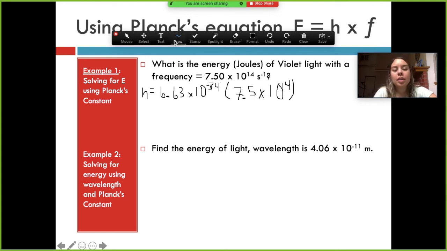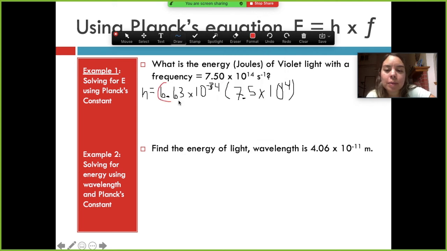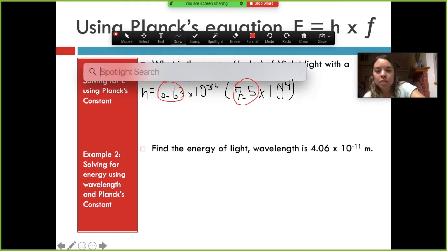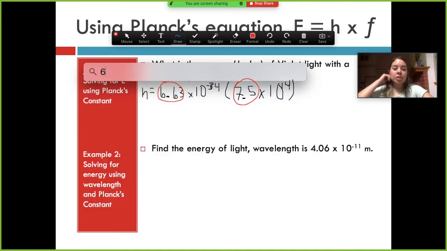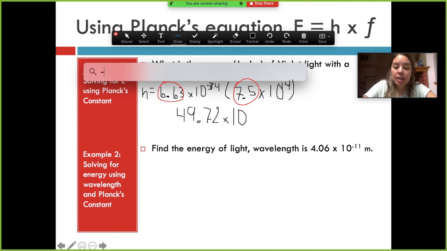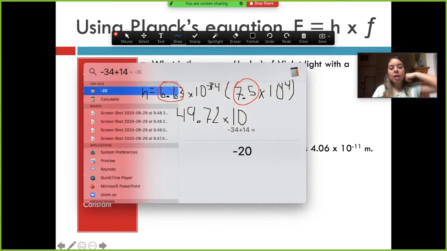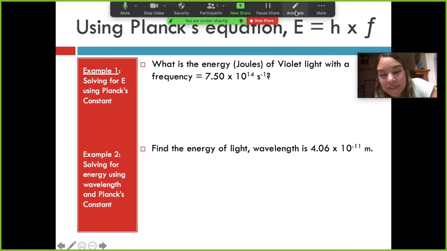So in true light of my personality that I don't want to do much, all I'm going to do is multiply this times this. So 6.63 times 7.5 is going to equal 49.72. Then I'm just going to copy the times 10, and since I am multiplying, I'm going to add the exponents. So negative 34 plus 14 is negative 20. And there's your answer. Again, if you want to move the decimal point this way, this would change to negative 19.